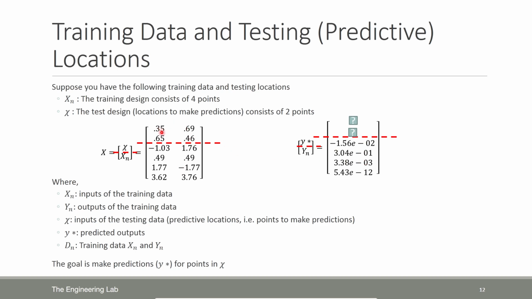Now, the top of this X matrix corresponds to 2 prediction points. These 2 points are where we want to perform the prediction. Here on the right, the 2 outputs are not known at the moment. These are what we want to predict.